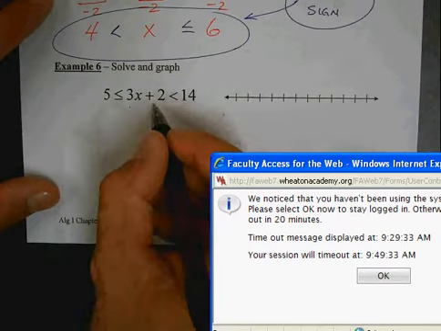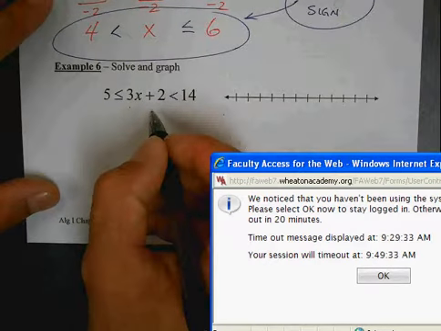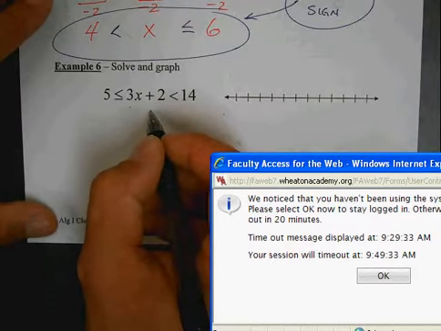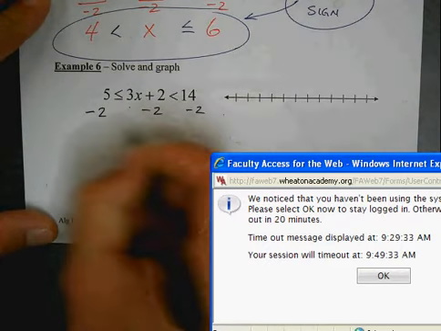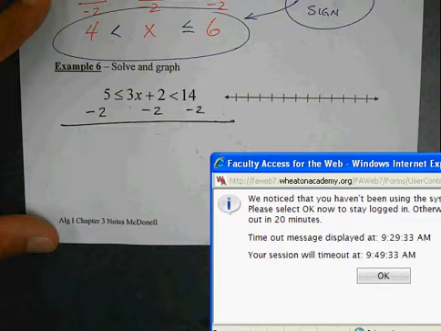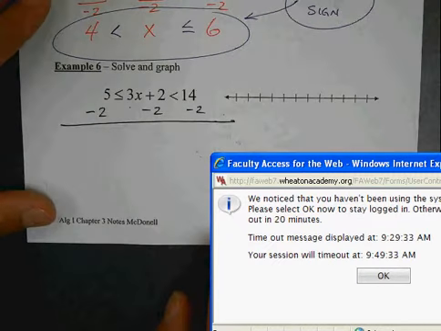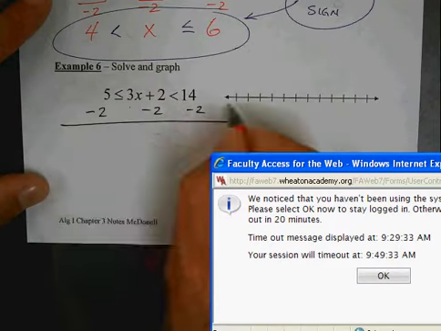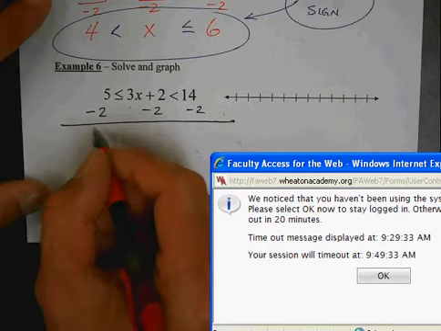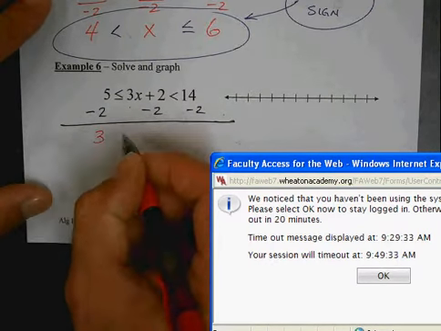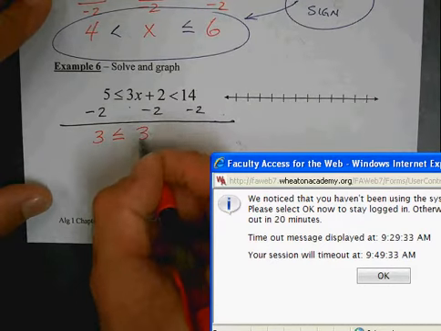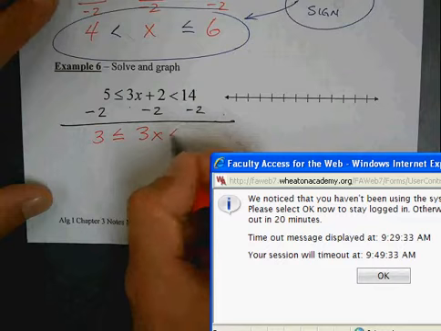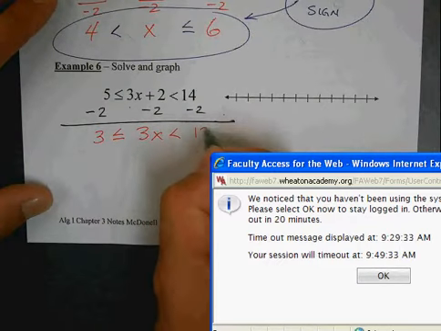3x plus 2. First step, what do you think? Minus 2. So everyone minus 2. All right. Can you give me my next line? 3, less than or equal to 3x, less than 12. Good.